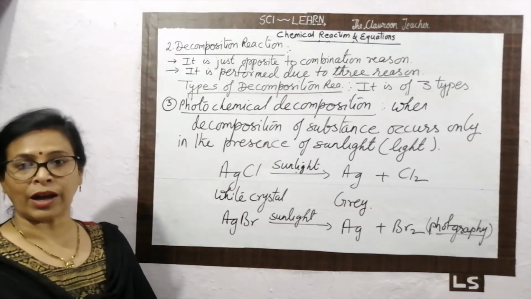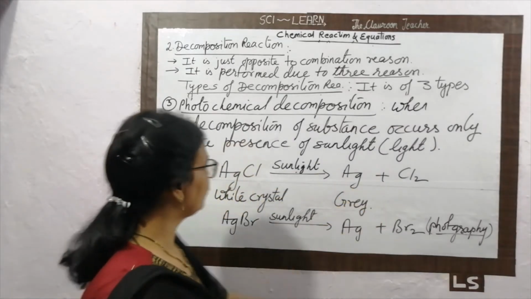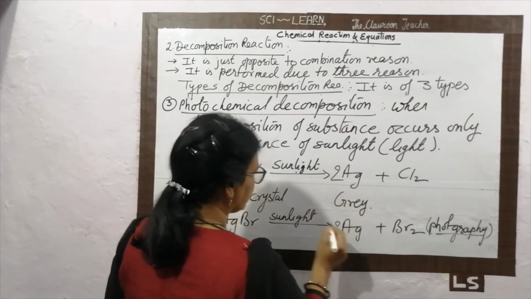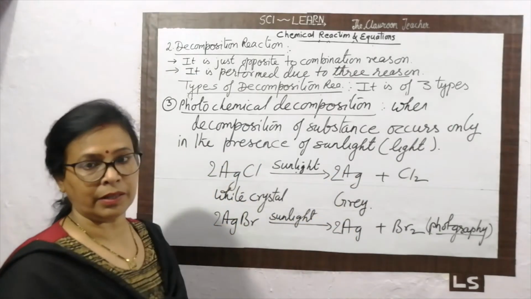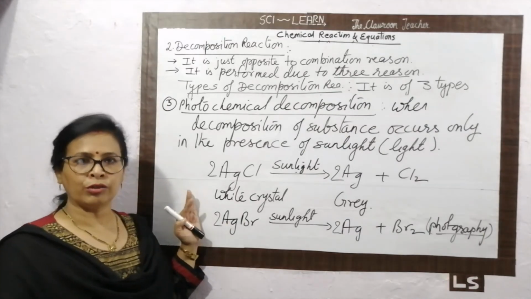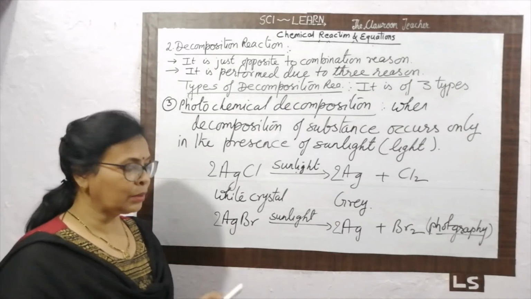I already told you we have to balance the chemical equation. Here AgCl, Cl is here 2, so we have to put 2 here. If it is 2, we have to put 2 here also. Same in this process because they are nearly the same reaction. So these are the examples of the photochemical decomposition. So this is the photochemical decomposition.